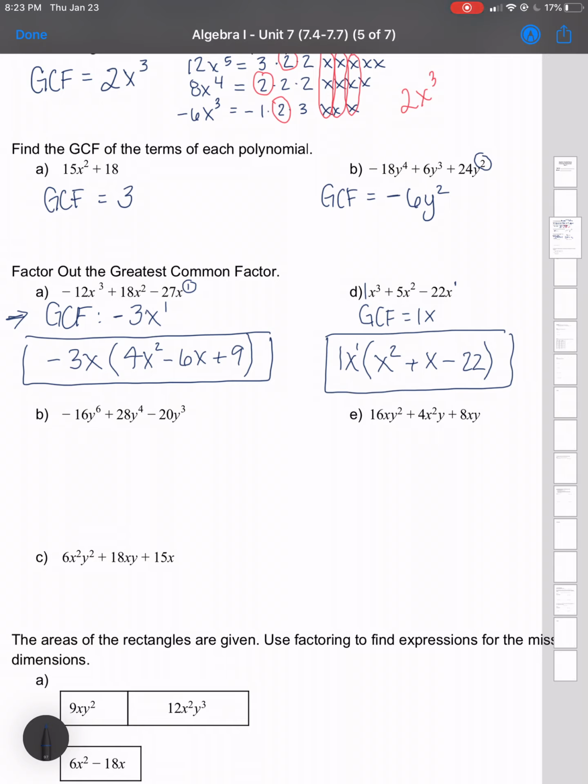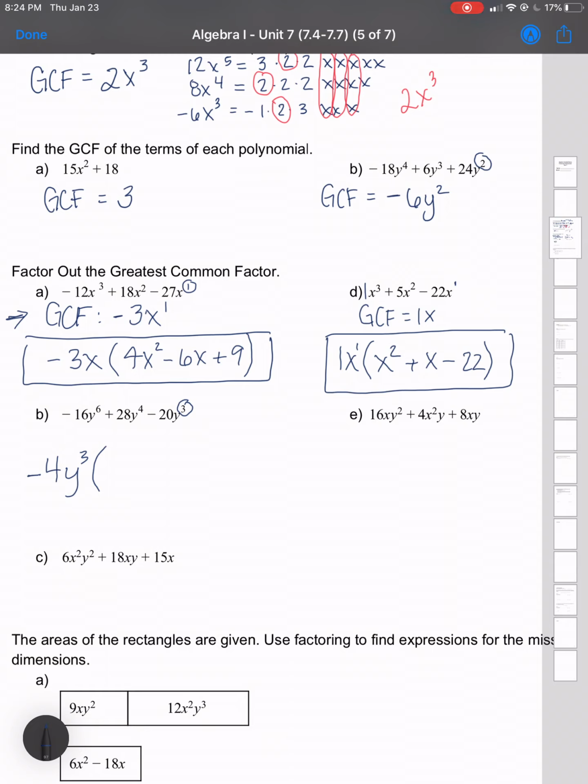If we look at this, we have negative 16 in front, so we know our GCF is going to be negative. Then we're looking for the largest number that divides 16, 28, and 20, and that number would be 4. Then pick the lowest exponent of your variables, so y cubed.